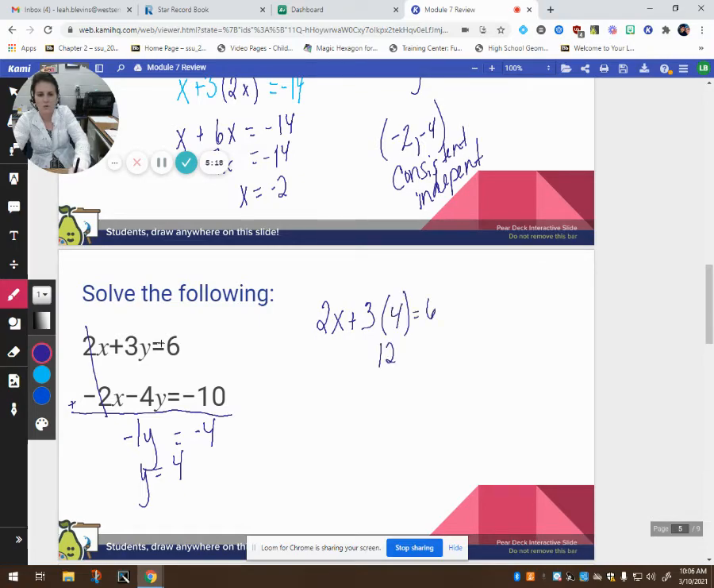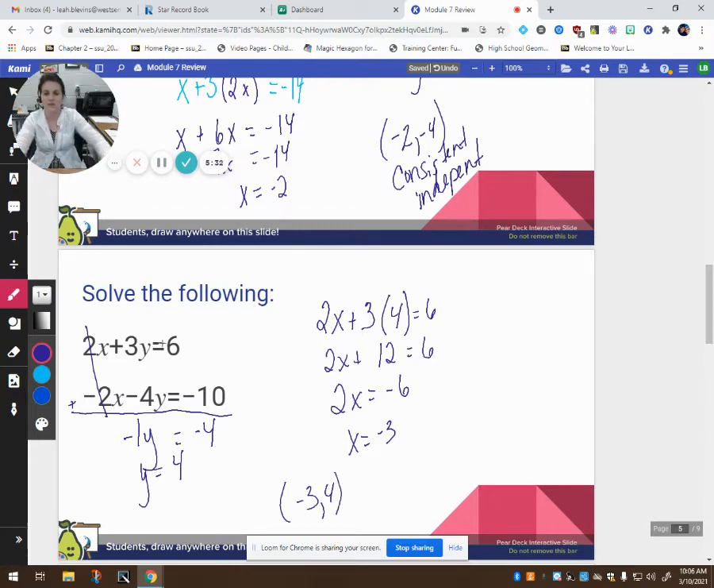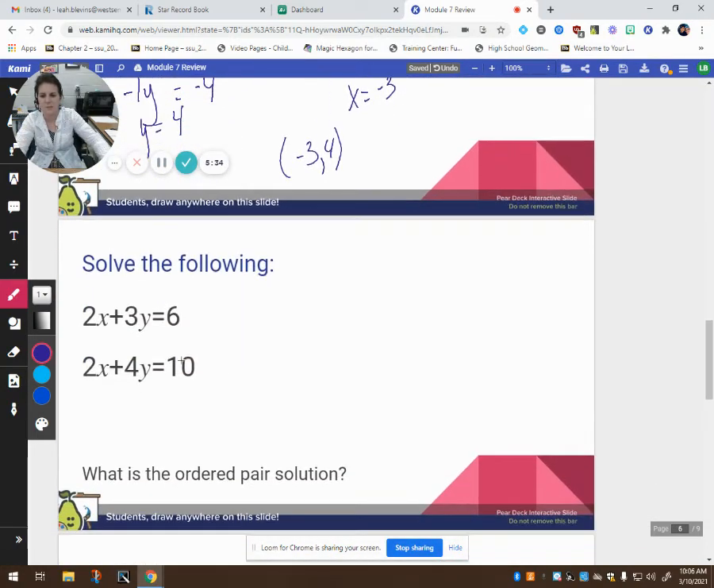3 times 4 is 12. Subtract 12 from both sides, and I get negative 6, because 6 take away 12 is negative 6. Divide by 2, and I get negative 3. So my ordered pair solution is negative 3, 4. Because there's one solution, it is consistent and independent.